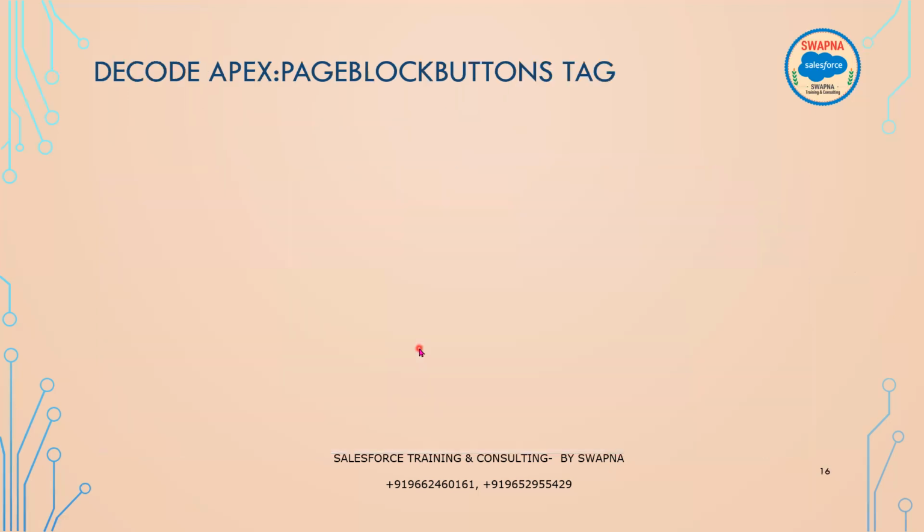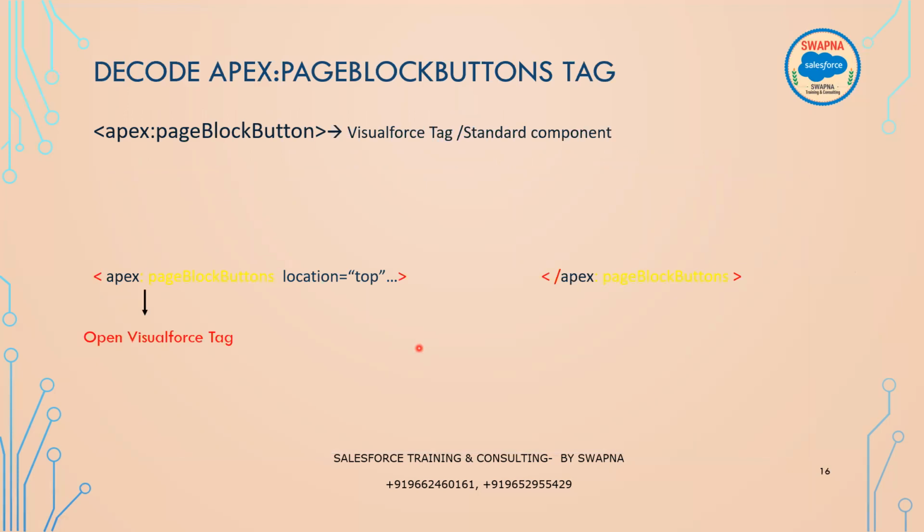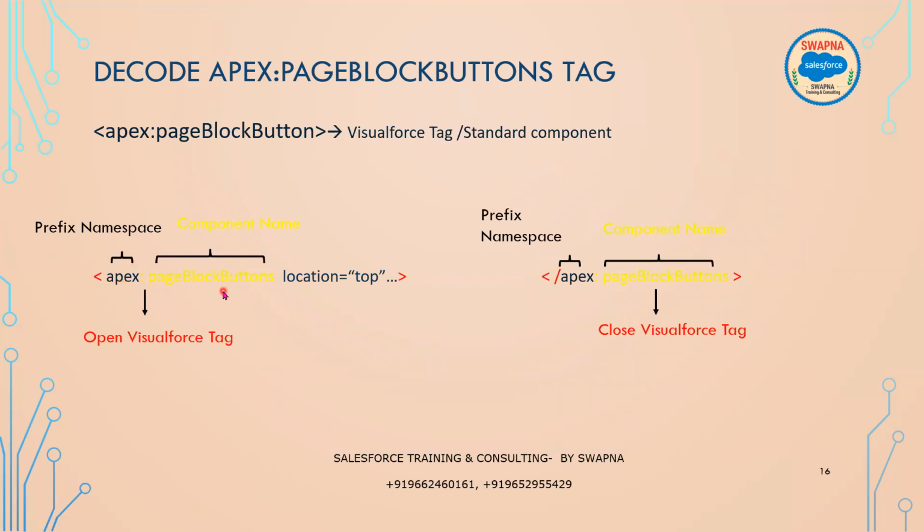Okay, so decoding the page block buttons tag, definitely we have an open Visualforce tag and a close Visualforce tag, and within that apex is the prefix namespace, then you have a component name which is page block buttons, and one of the attributes is location.